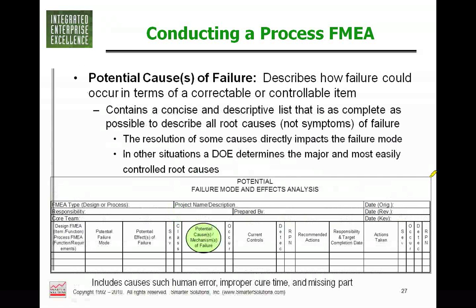So, okay, let's look now at potential causes of failure. So what do we have in that particular column? It contains a descriptive list that is as complete as possible to describe all the root causes. Now, we're not talking about the symptoms here, but what are the root causes? Some examples of that might be human error, improper cure time, missing parts. So these could be the potential causes for that particular failure mode that you had and the effect.